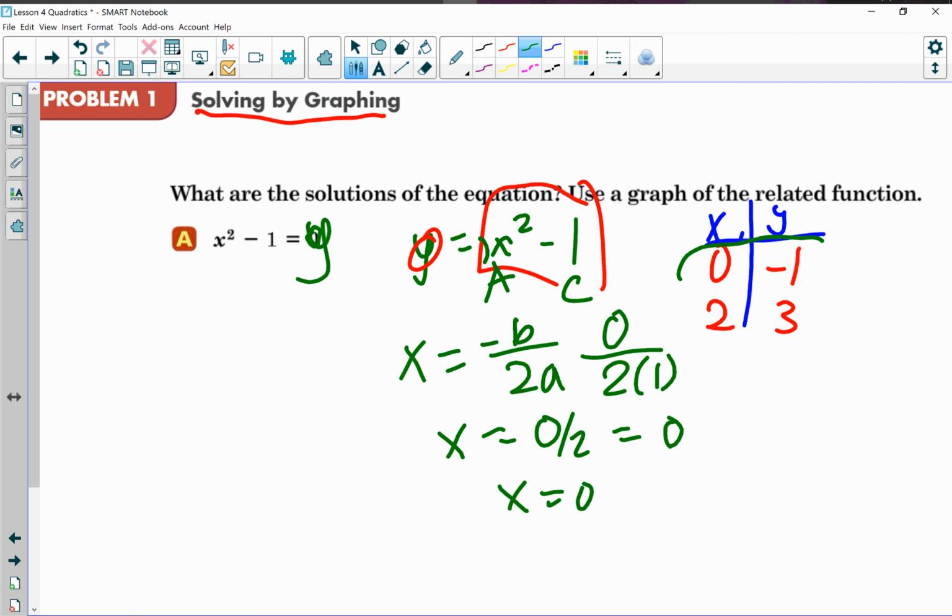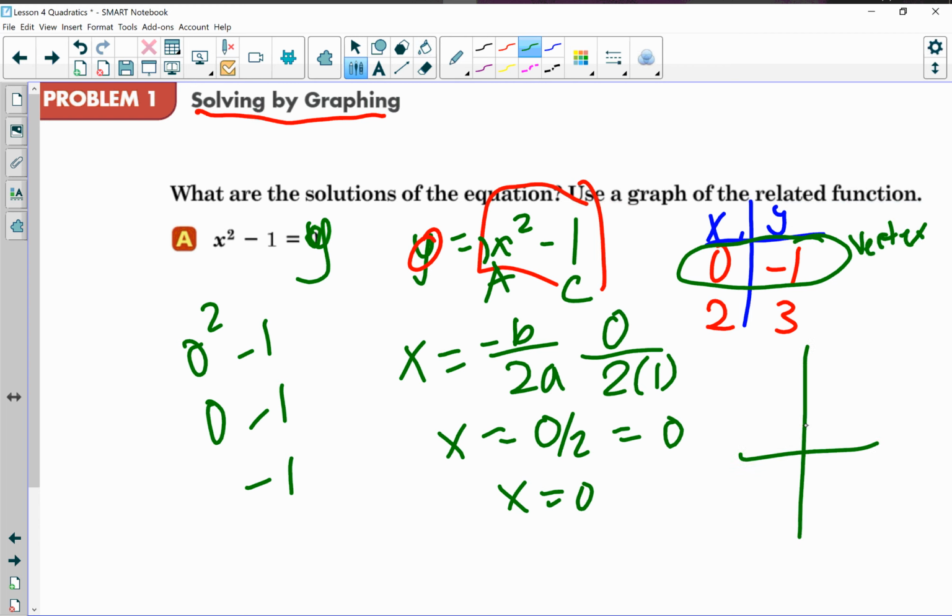And I can plug that in, and I get -1, I already did that, because 0 squared is still 0, and 0 minus 1 is -1. And so then I have this vertex here. So there's my vertex, so I could graph that, 0, -1. And then once I plot that, I could plug in another one, like 2, 3, so over 2 and up 3. And then if I plugged in a -2, I get that same answer. So -2, 3.